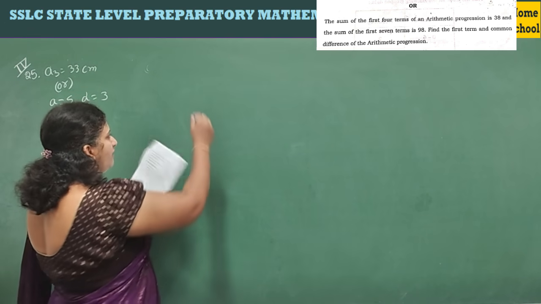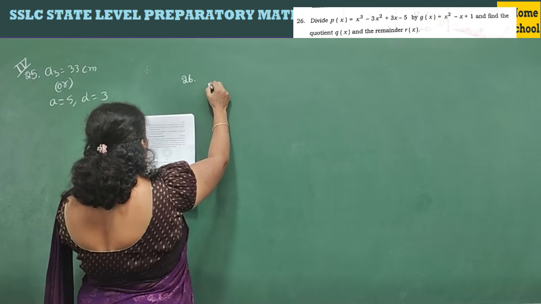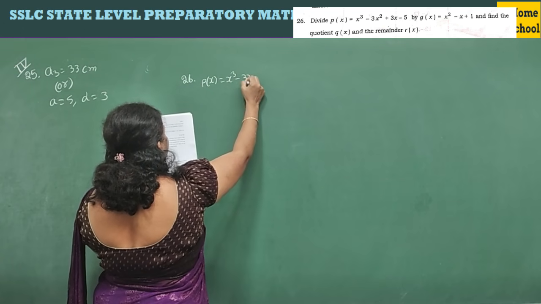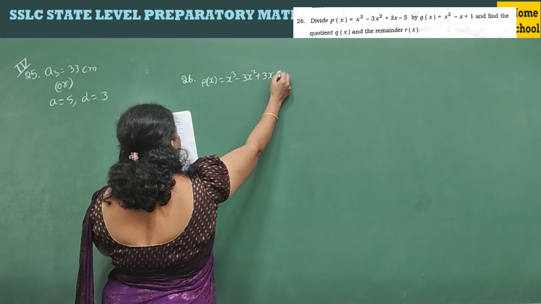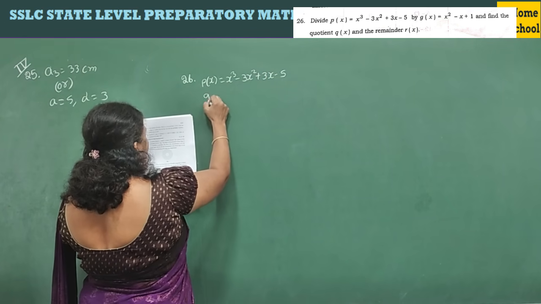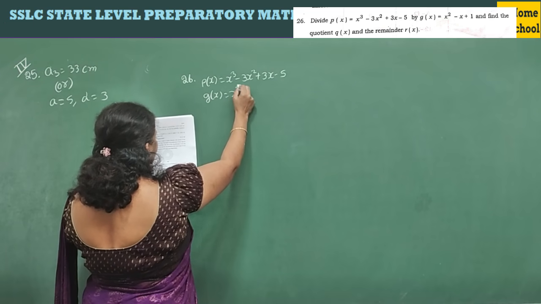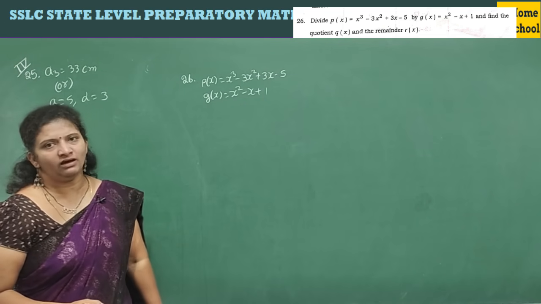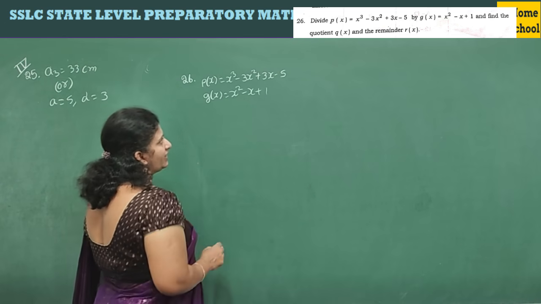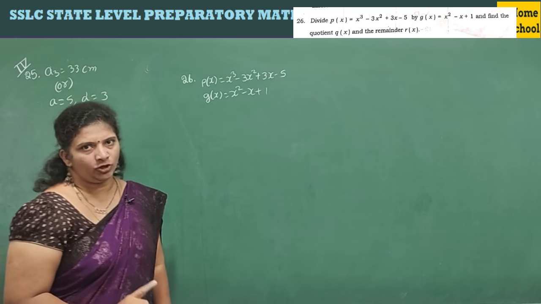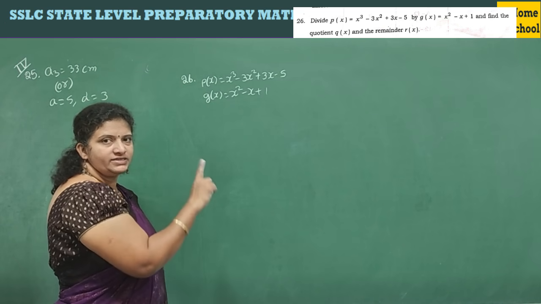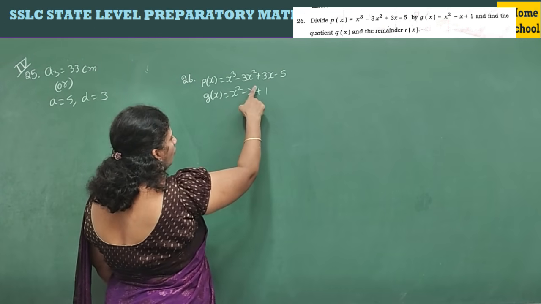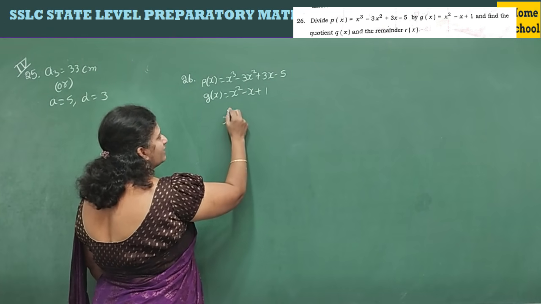26th question. Divide p of x is equal to x cube minus 3x square plus 3x minus 5 by g of x is equal to x square minus x plus 1, and find the quotient q of x and remainder r of x. So let us start dividing this. First, before dividing the polynomial, check whether the order is correct or not. Observe the order. 3, 2, 1, 0. Yes.